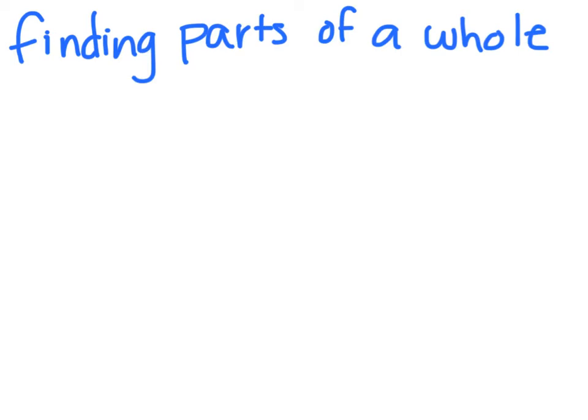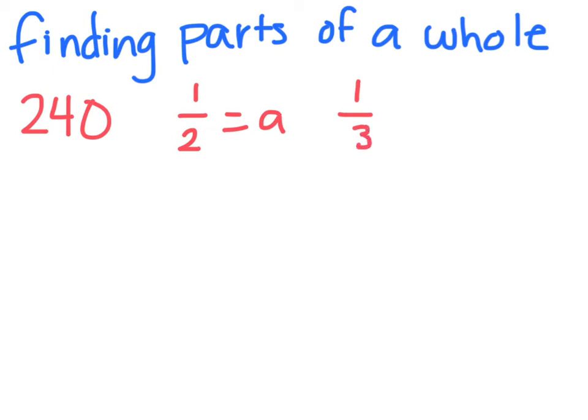A vendor at a farmer's market has 240 pieces of fruit. She sells half of the fruit to one customer and 1/3 of it to another customer. So first she sells 1/2 to customer A, and 1/3 to customer B. So question A is, how many pieces of fruit does the vendor sell? And question B is, how many pieces of fruit does she have left?